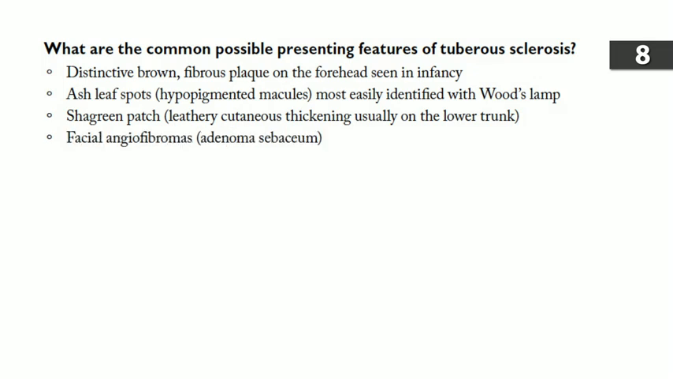They might have facial angiofibromas, also known as adenoma sebaceum. They might have seizures. They might have intellectual disability. And these patients can also have subependymal nodules in the brain, which may be an important clue to help you distinguish tuberous sclerosis from neurofibromatosis.